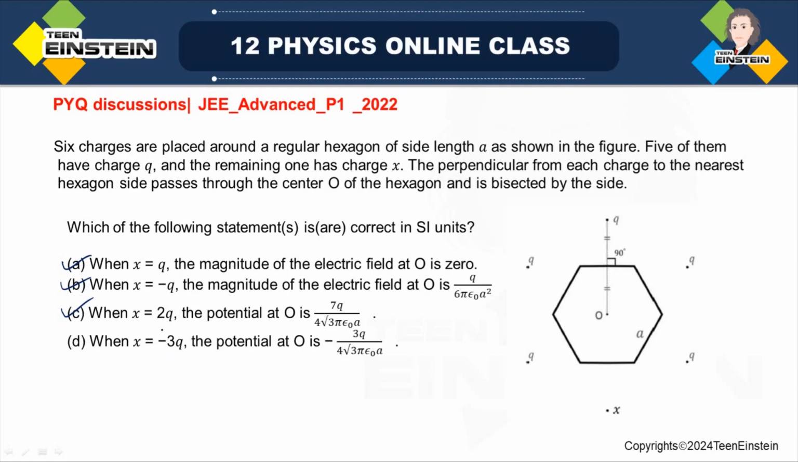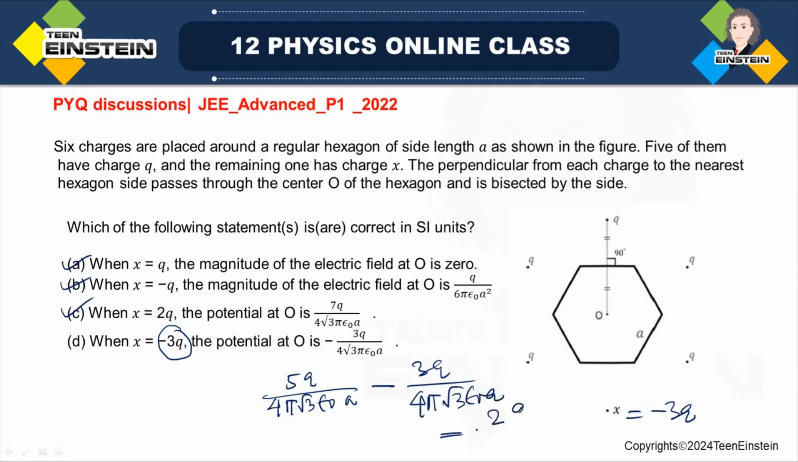Now I have to check when this is minus 3q, what will be the potential. We have already got 5q by 4 pi root over 3 epsilon naught a, this for all 5, and for this minus 3q, this will be subtracted. So the numerator is 3q, but denominator is actually same for this also. So this is very simple. This will be actually 2q by 4 pi root over 3 epsilon naught a. Therefore this is not going to be correct. So first 3 options will be correct, and this is the answer for this question.